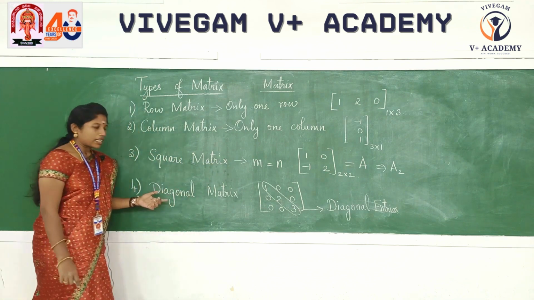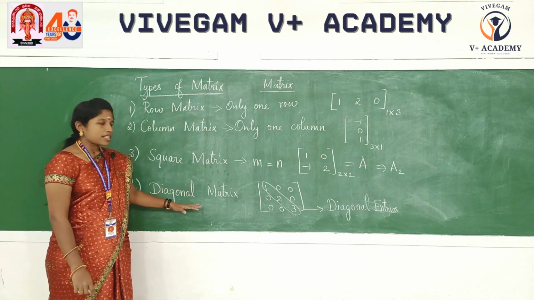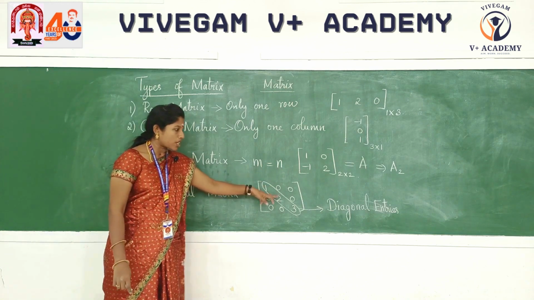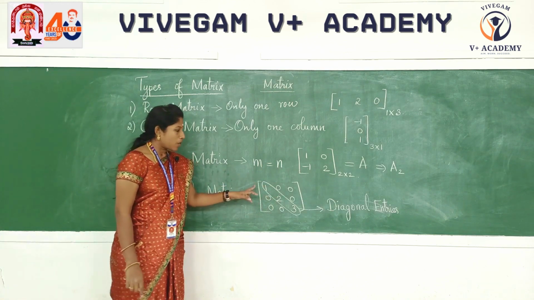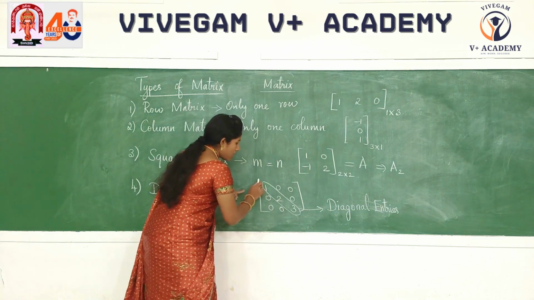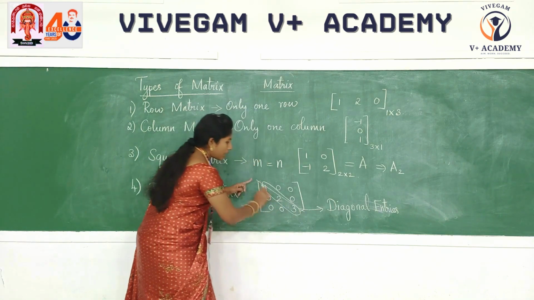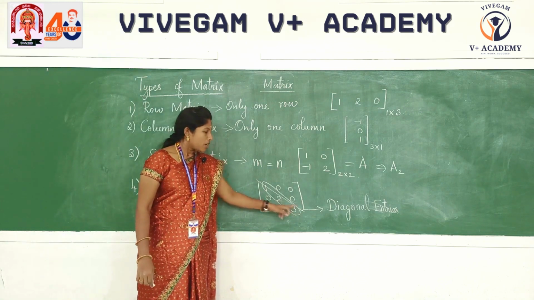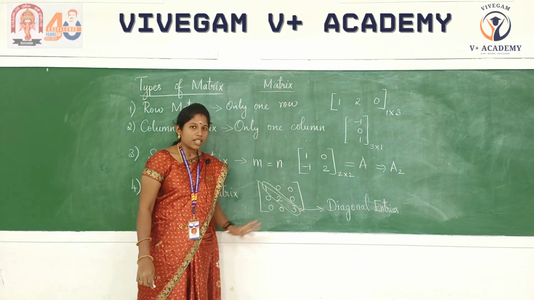And the next one is diagonal matrix. When we say it is diagonal, first of all it should be a square matrix. That is, the number of rows and columns has to be equal. Then only we can talk about the diagonal entries. In shapes, we already know how to draw a diagonal. So this is said to be the diagonal part. So these entries are said to be diagonal entries.